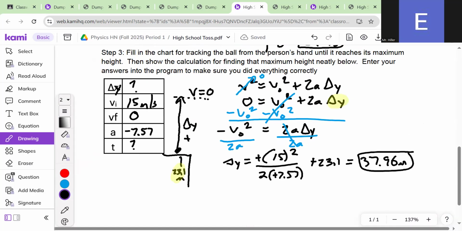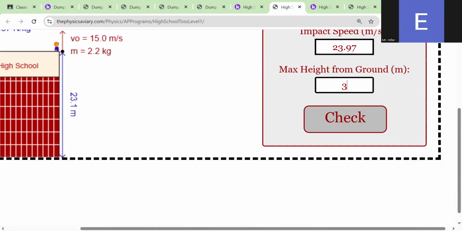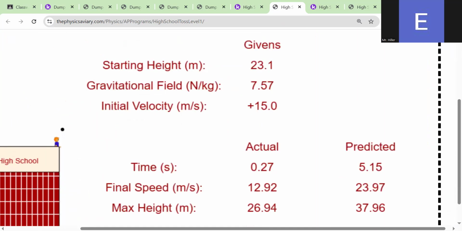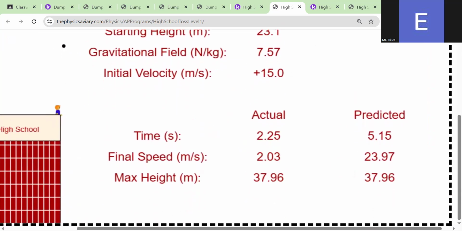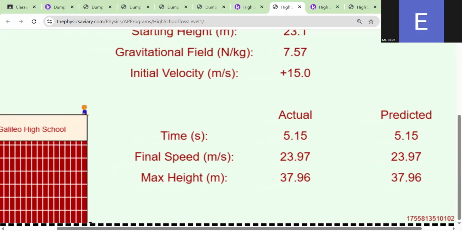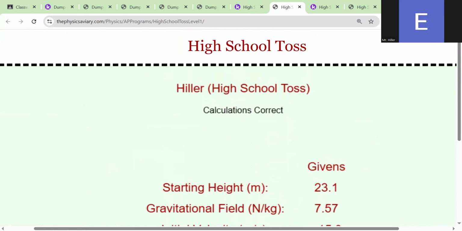Well, let's enter that in the program and see how we did. It's going to run the program there. It's going to go up, go back down again. So far, I can see my max height is right on, and I'm getting closer to a good time. And there you go. Right on, perfect, exactly with every single value. It just takes a little bit of detail, but a lot of organization, and you'll be able to get this right as well.